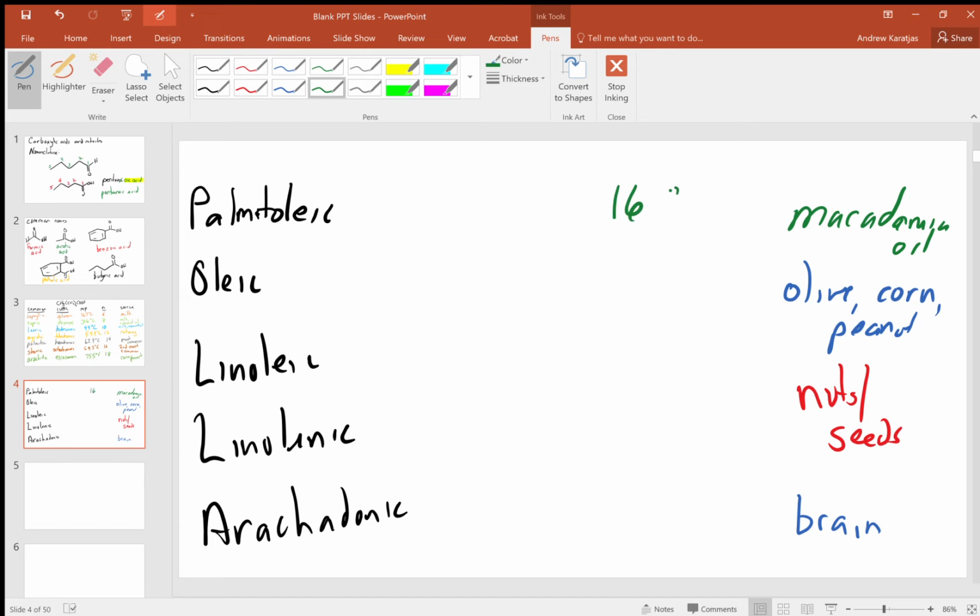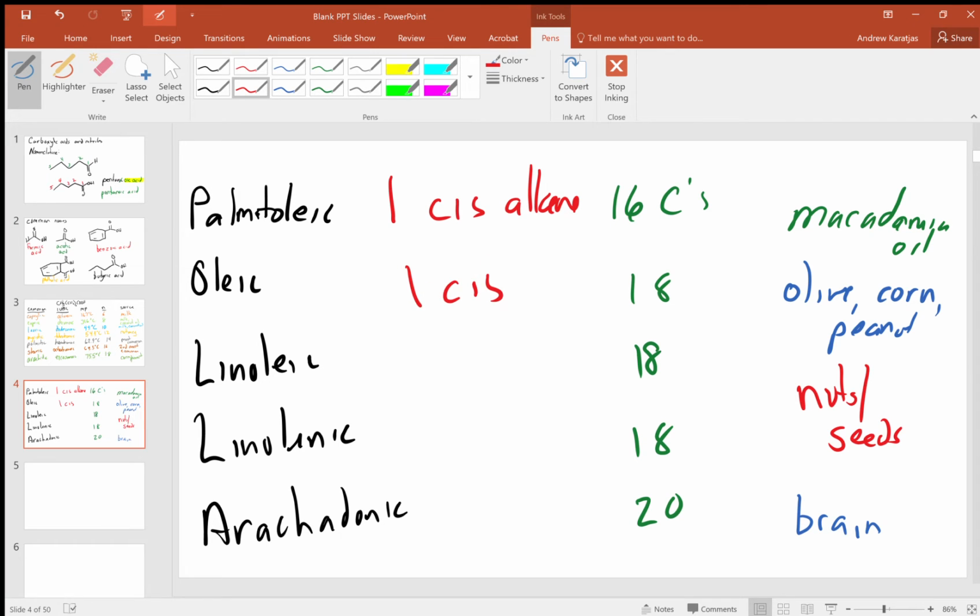These range from 16 carbons up to 20 for arachidonic. And each of these have one or more cis alkenes in them. So palmitoleic has one cis alkene. Oleic also has one cis alkene. There's two cis in here, 3, and 4. And most likely, if you take a biochemistry course in the future, you'll learn more about some of these types of acids.